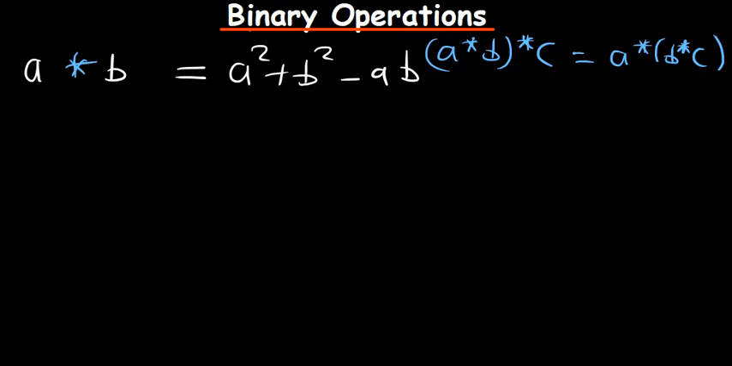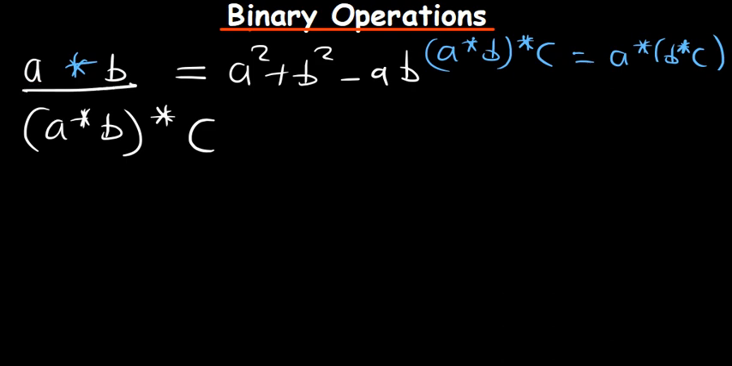So let's start with the left hand side. Left hand side we have A star B star C, right? Now we already have A star B in the question, so we can go straight. So for A star B, this part, it's equal to that. So that is equal to A squared plus B squared minus AB. Now we're trying to find that with star C.